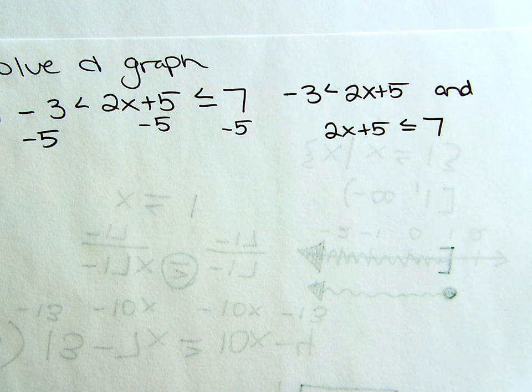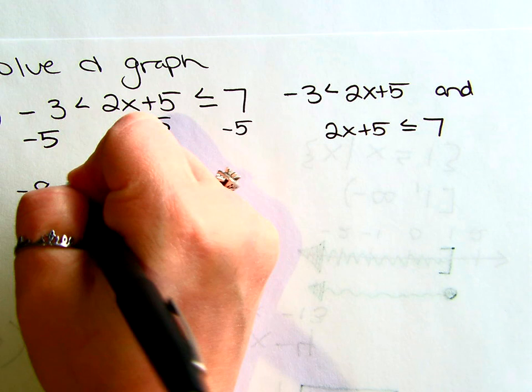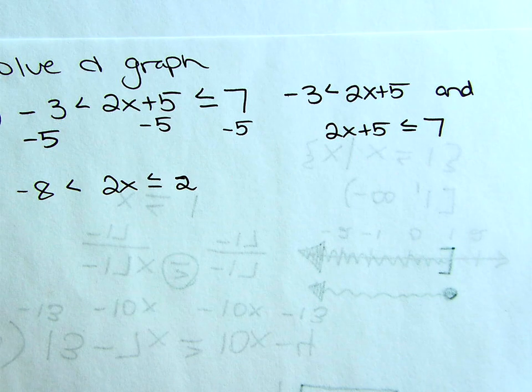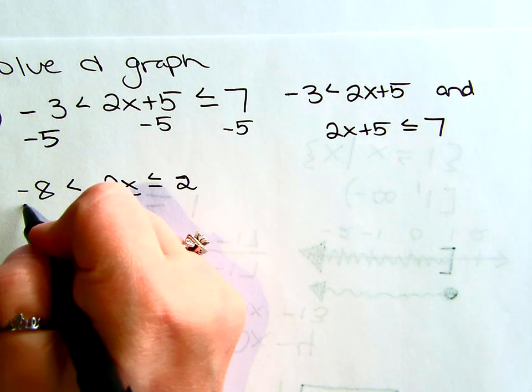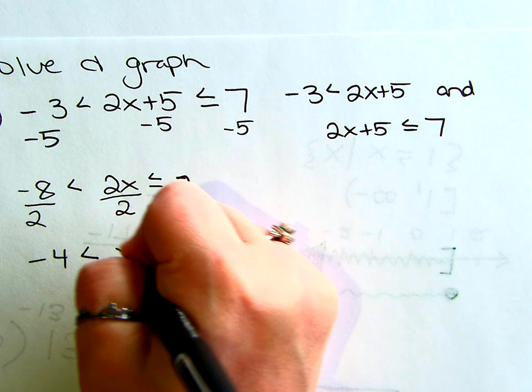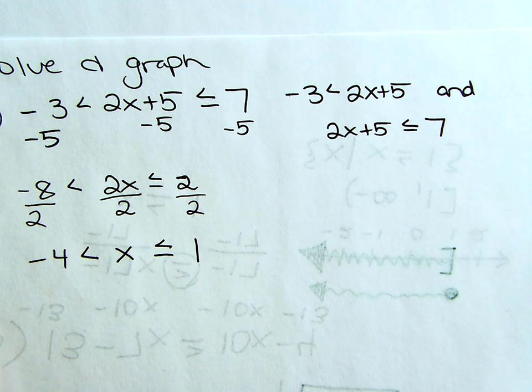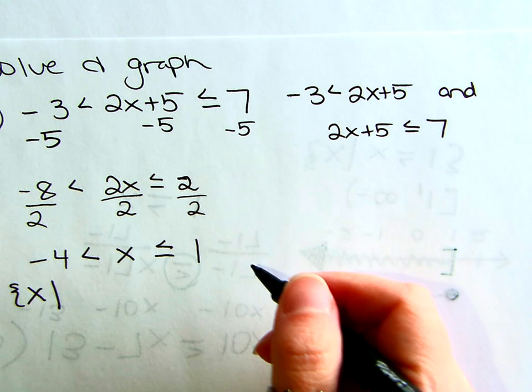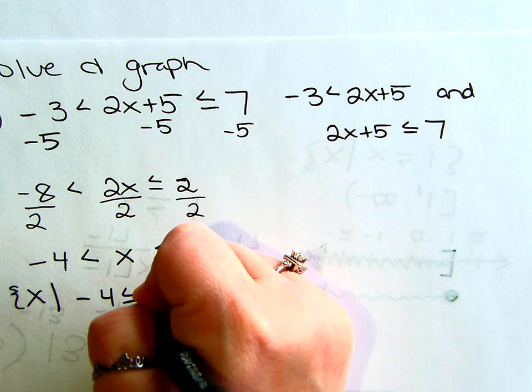So -3 minus 5 is -8, is less than 2x, less than or equal to 7 minus 5, which is 2. Now what would I do? Yeah, divide by 2. And since I'm dividing the middle by 2, I have to divide the left by 2 and divide the right by 2. So I have -4 is less than x, which is less than or equal to 1. And I have a complex inequality right here. Now, the set builder notation is the easiest one to write because you already have it. It's -4 is less than x, less than or equal to 1.